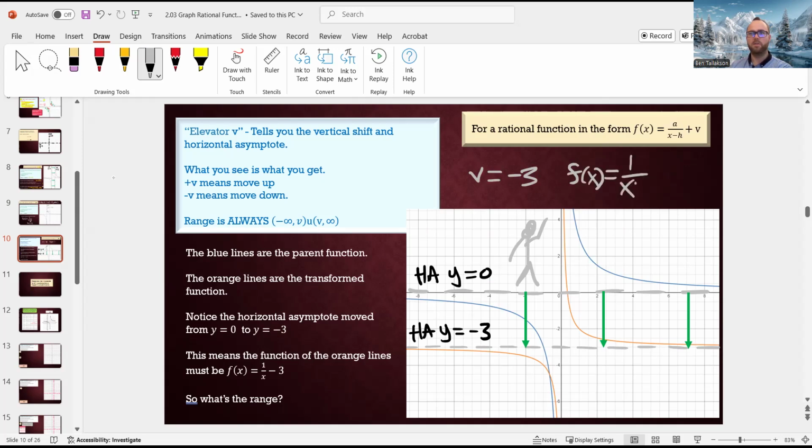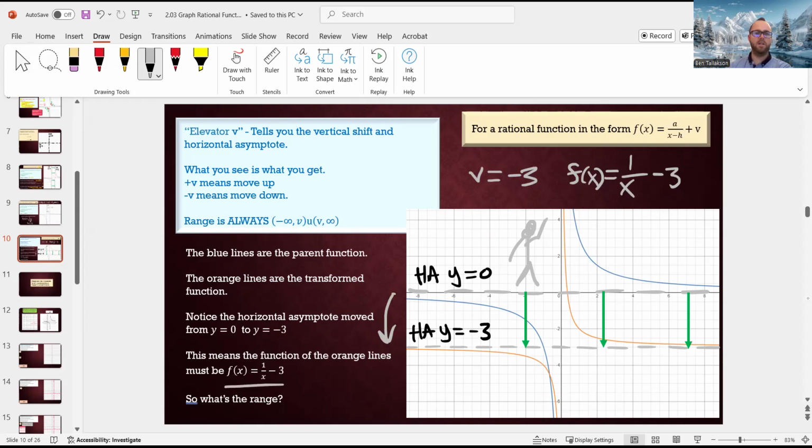So if you're looking at your function, you'd have no changes to h here, but you'd have just -3 at the end. So the blue lines are the parent function, the orange lines are the transformed function. Okay, so we see that horizontal asymptote moving in a vertical direction. So there was a vertical shift 3 units down. Okay, we see our new function there.